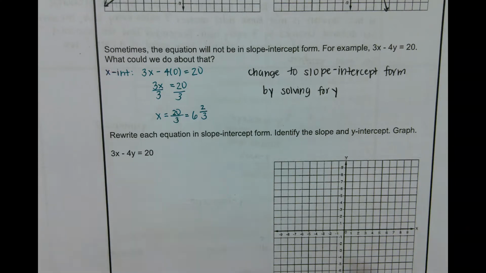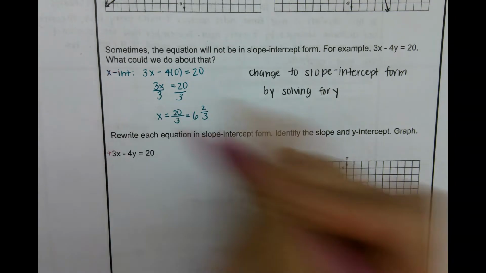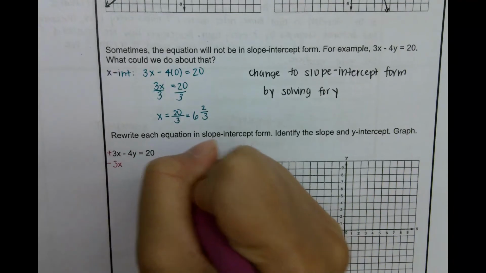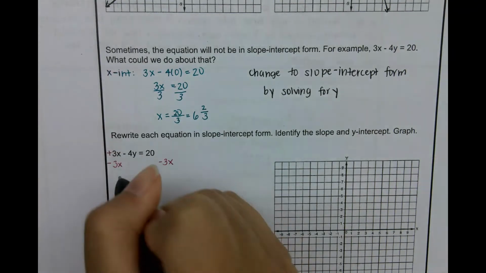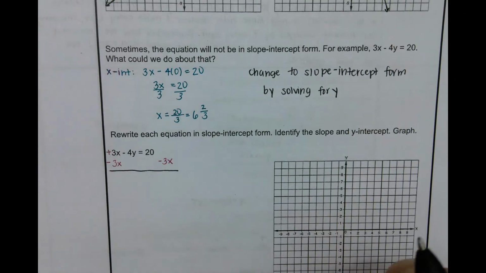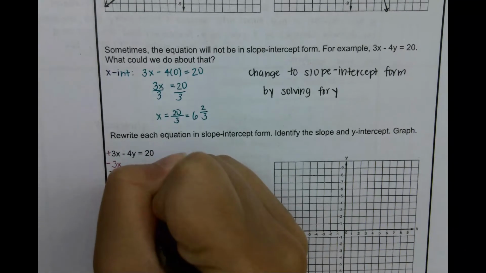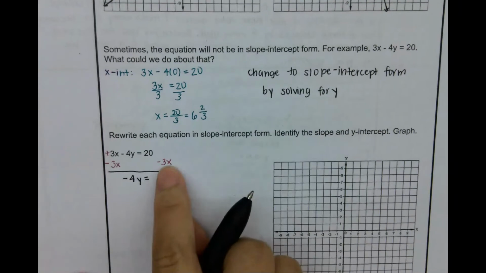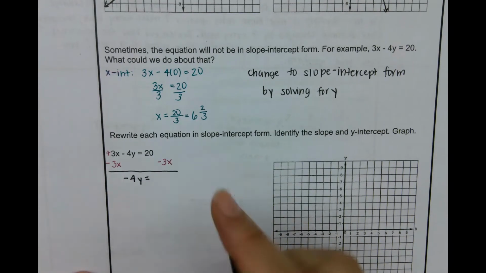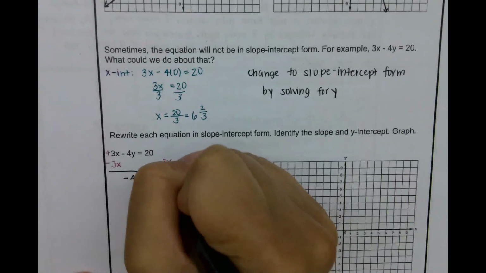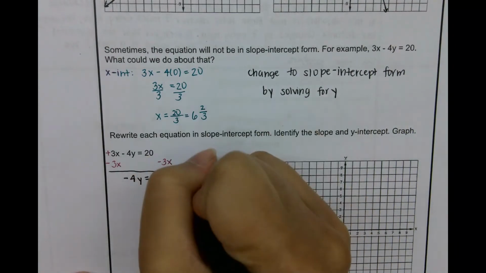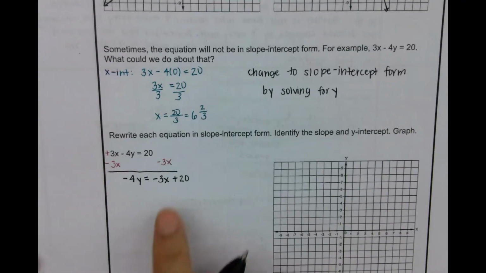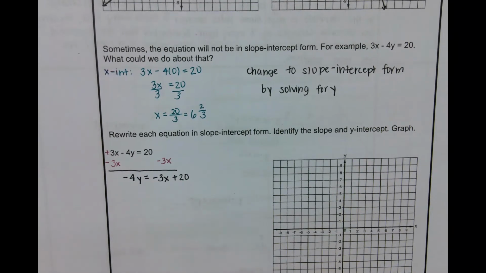Because this is a positive 3x, I'm going to move it to the other side by subtracting 3x. 3x minus 3x is 0. 0 minus 4y is negative 4y. Just so it looks like mx plus b, I'm going to put this first, so negative 3x. And since this is a positive 20, it will be plus 20. You cannot combine these. These are not like terms.